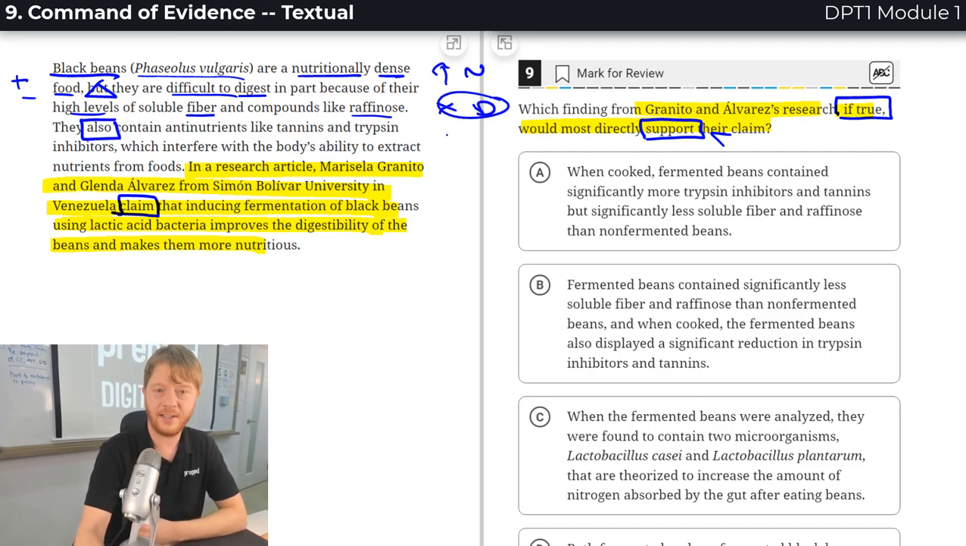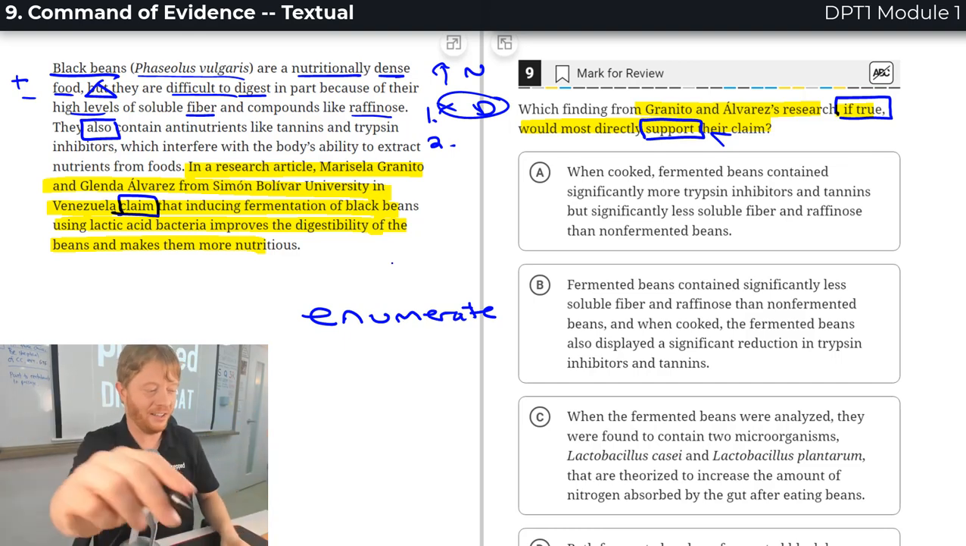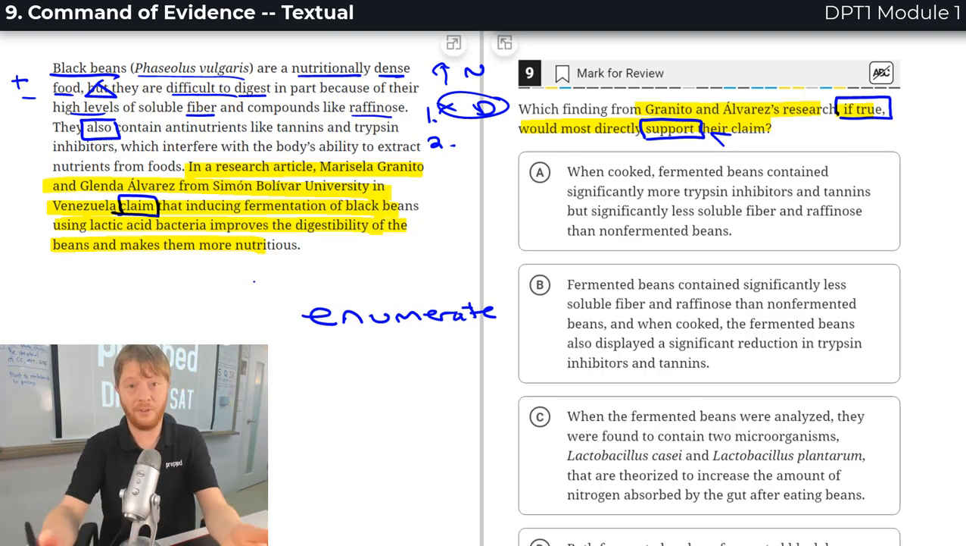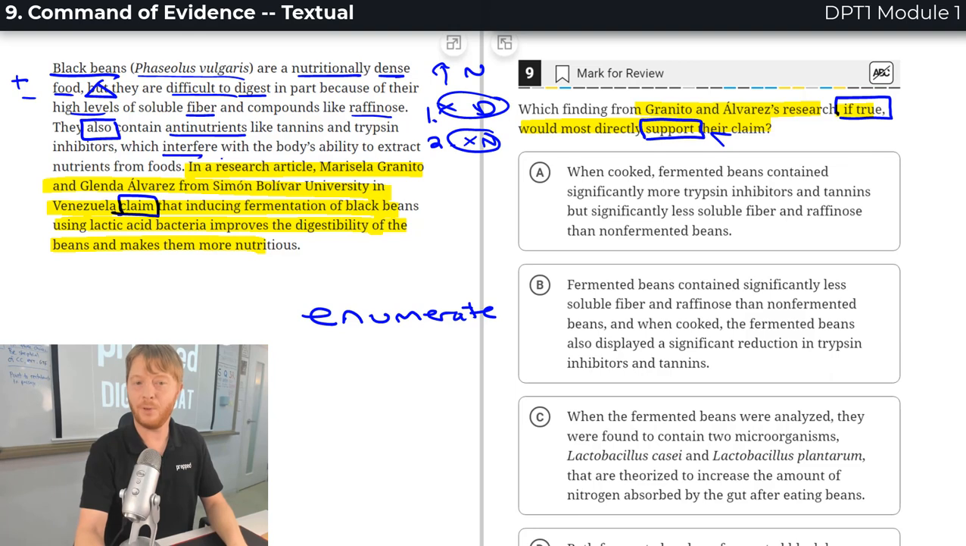They also, as a second thing, so let's enumerate. Let's put numbers here. Good tip. Might want to write that down. Enumerate means number stuff. Now, of course, you can't enumerate on College Board's computer unless you want to literally put pencil or pen on your monitor, but you will have some rough paper, which hopefully you have now. So on the test, on your paper, if you want to enumerate, that would be a very good idea. They also contain anti-nutrients like tannins and trypsin inhibitors. So I'm going to write down anti-nutrients. It's the second thing that they have, which block the body's ability to extract nutrients.